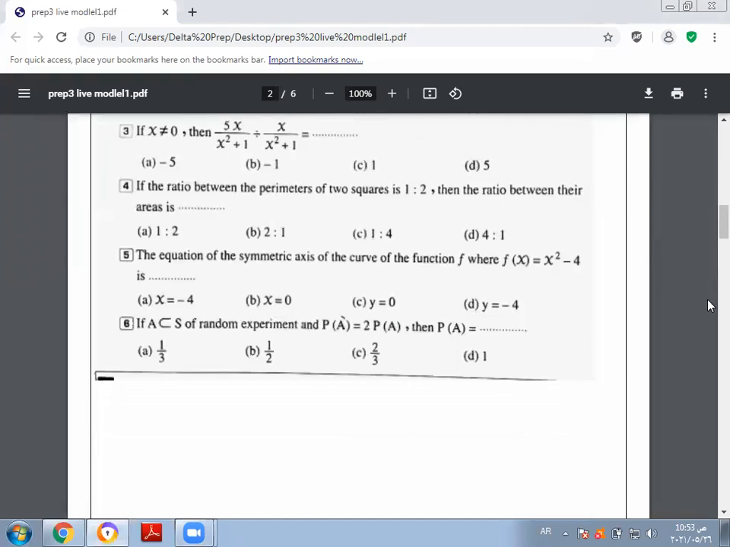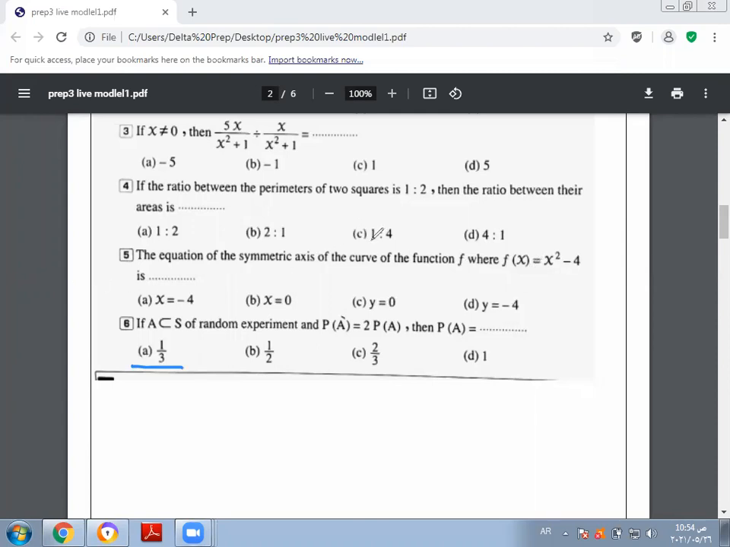Question number 6. If A is a subset of the random experiment and the probability of A dash equal 2 times the probability of A, then the probability of A equal what? We know that the probability of A plus the probability of A dash equal 1. And here in this example, the ratio between the probability of A dash and the probability of A equal 2 over 1. So now the probability of A will be 1 over 3. So the probability of A equal 1 over 3 and the probability of A dash equal 2 over 3. We will choose 1 over 3, so letter A.